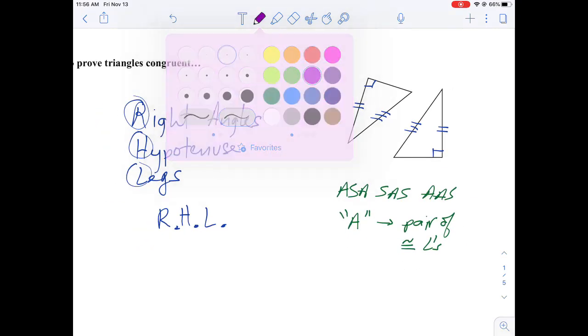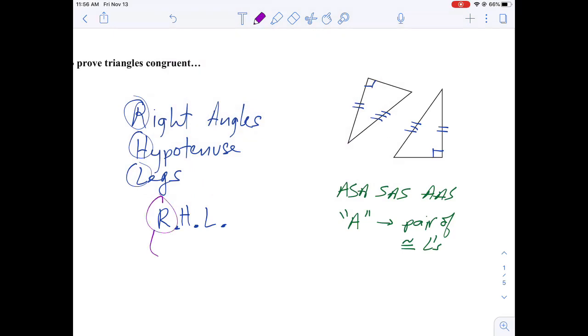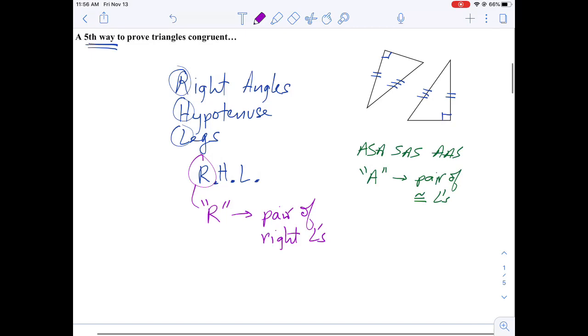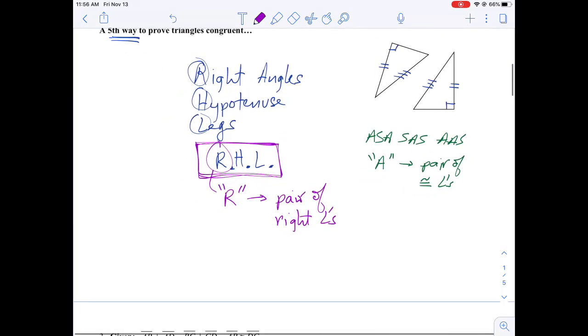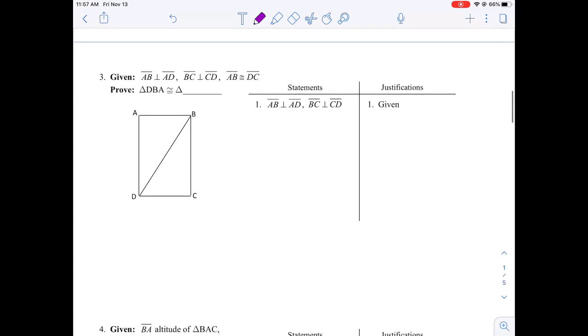But when we go back here to R, the R in RHL is actually representing a pair of right angles. So we only need to tell the jury that we have right angles. We don't need to tell the jury that they're congruent. Okay? So it's right angles, then a pair of hypotenuse lengths, then a pair of legs. So the new one, RHL, I'll put a box around it. There is the fifth and final. You might want to add it to your theorem sheet, the fifth and final way to justify triangles congruent. So let's actually use it.